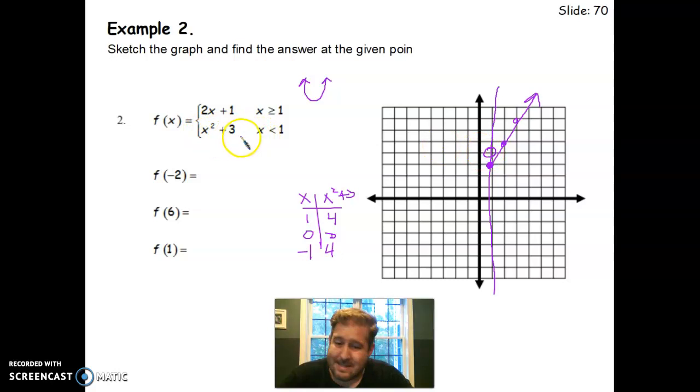Remember, the second piece does not include the boundary. And then it's going to be 0, 3, 1, 2, 3, and then back up to negative 1, 4. And that does make sense because this is a parabola type shape, as you can clearly see on the left-hand side.